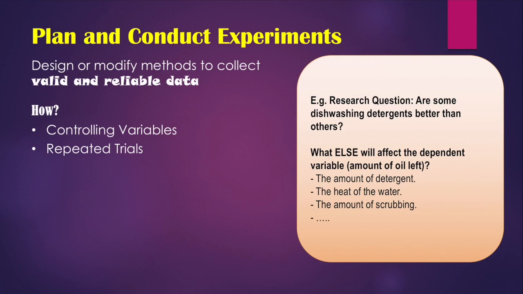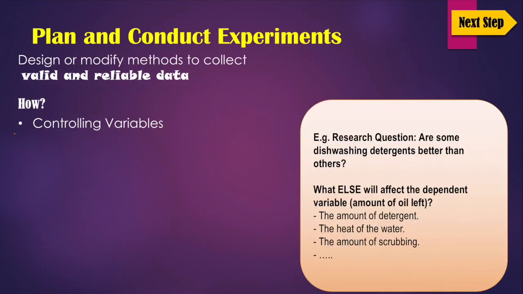So how do we go about doing this? Well, there's several levels of skills here. We're going to start with the first two, controlling your variables and repeating the trials in your test groups. So let's look at controlling variables.